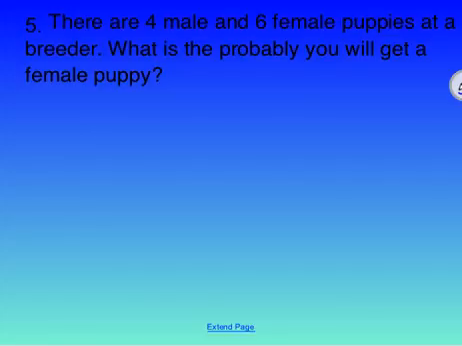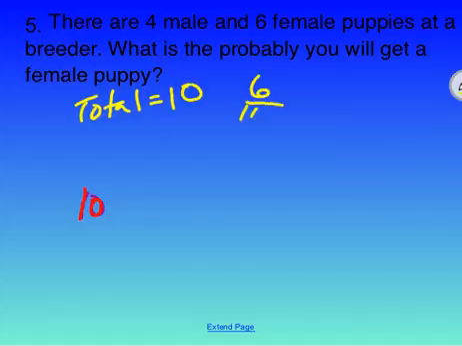Then we have number 5. There are 4 male and 6 female puppies at a breeder. What's the probability you would get a female puppy? The first thing I always do is calculate that the total is equal to 10 puppies. So then I'd have 6 females out of a total of 10. That is going to be 0.6 probability that you'll get a female.